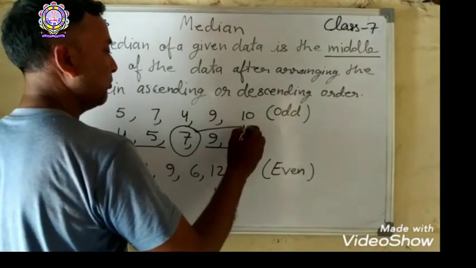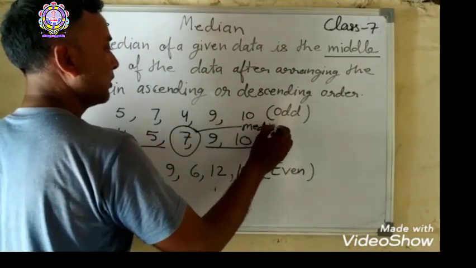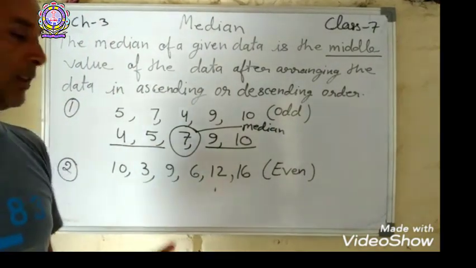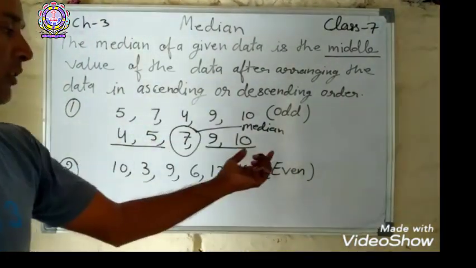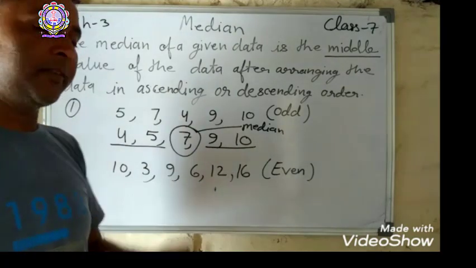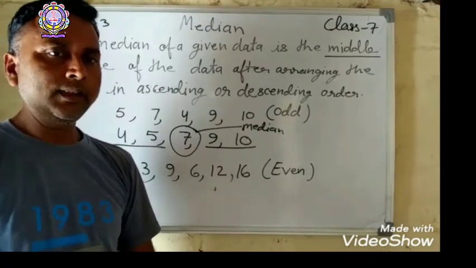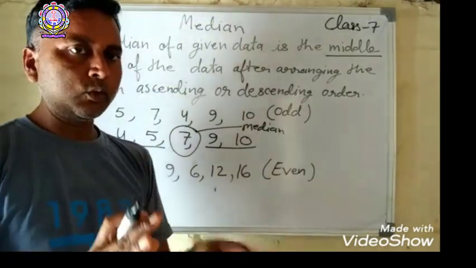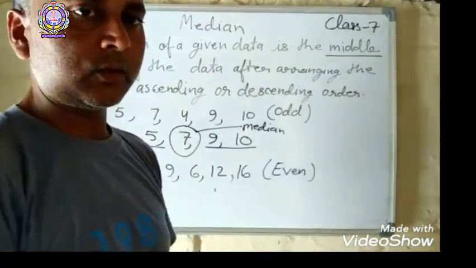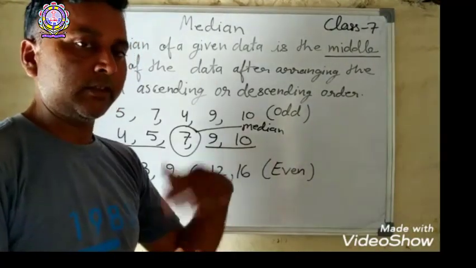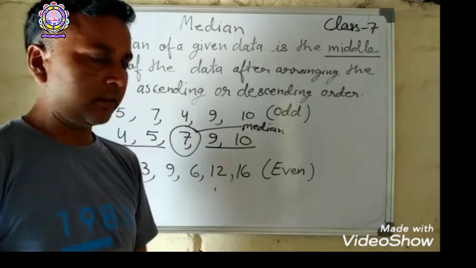This is the median. I hope it is clear? Two observations on this side, two observations on that side. What is in the middle? This is the middle. So what is the median? This is the median. And this is the trick to solve the question, a direct answer. But when you want to solve it, there is a formula. Later on I will explain it.